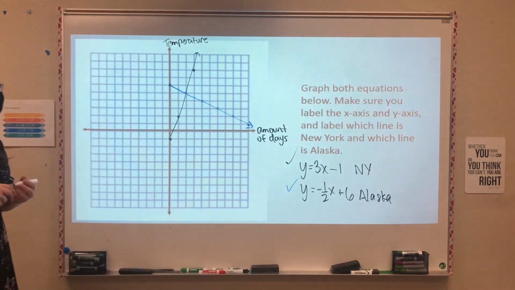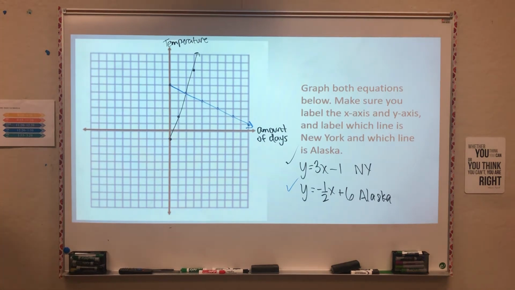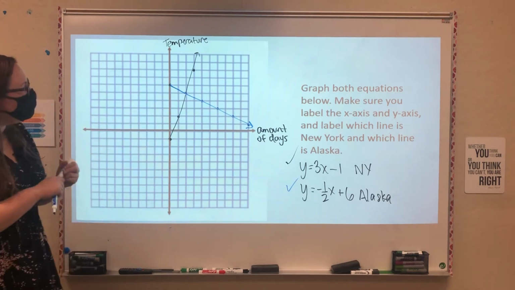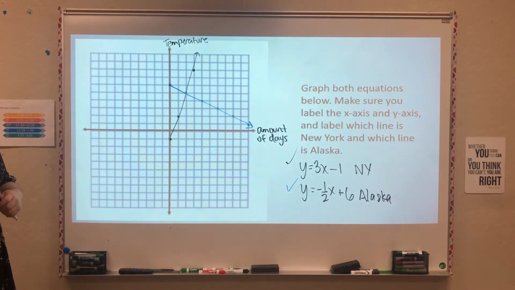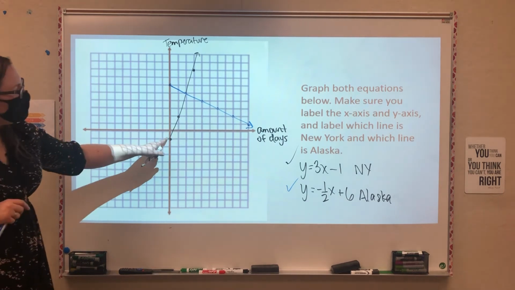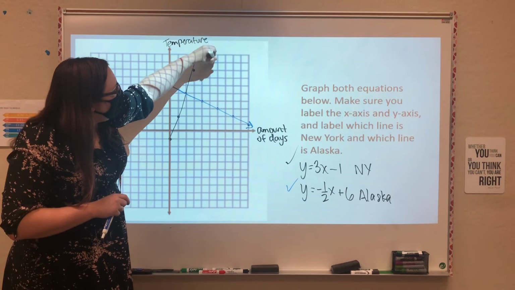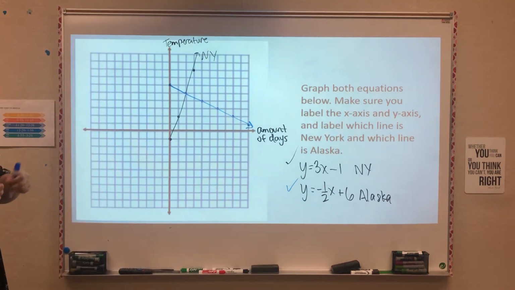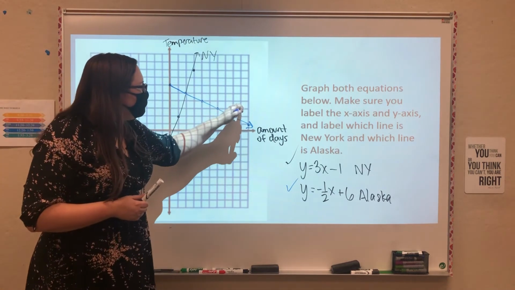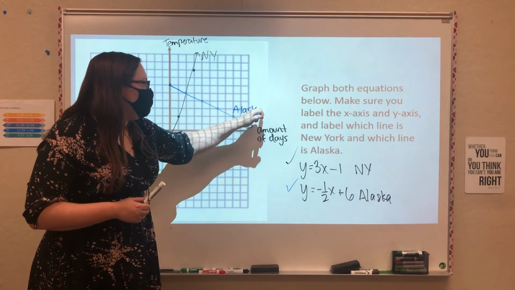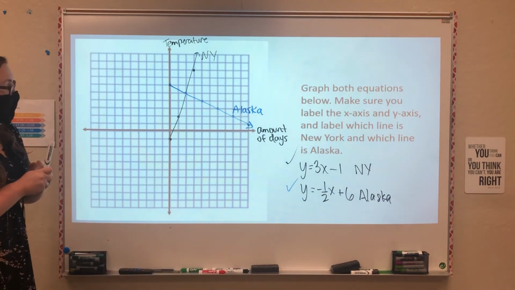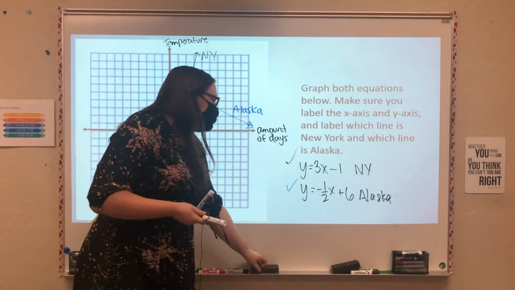So we labeled our x and y-axis. It also wants us to label which line is which. So on my board, I imagine both of yours are in pencil, but on mine, the line going up in black, that was describing the temperature of which place? New York. And then that blue line would be the other one. That would be Alaska. Okay. So we've got our graph of our system at this point.